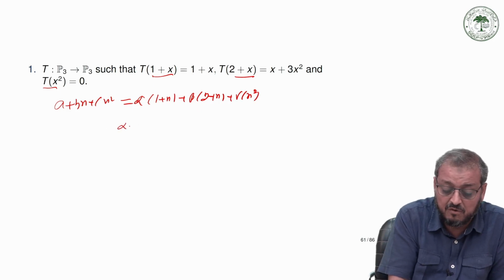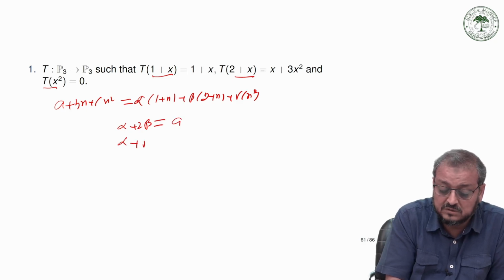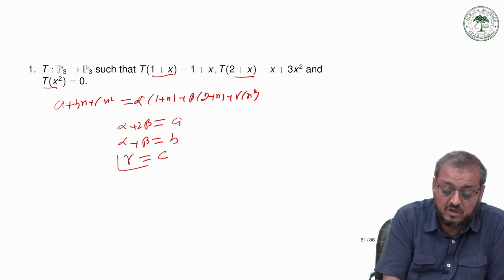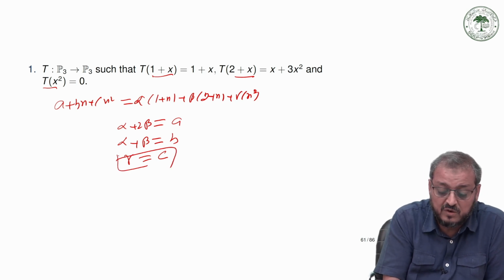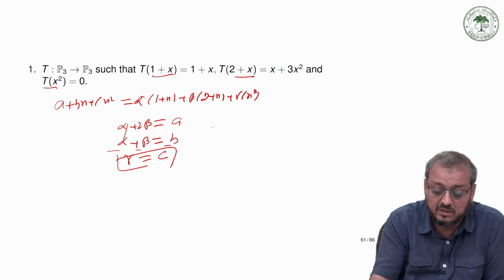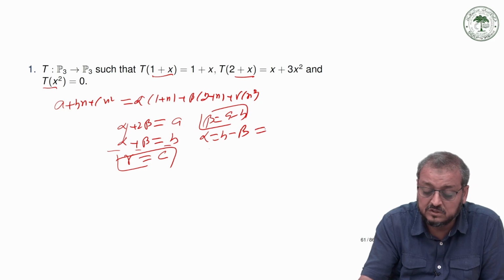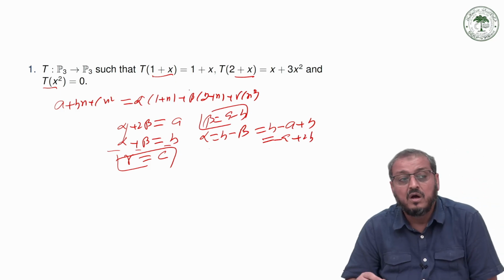and then you can see alpha plus twice beta is equal to a, alpha plus beta is equal to b, and gamma is equal to c. Then gamma is equal to c is already there, then simplify these two, you just subtract these two, then you get beta is equal to a minus b, and if beta is equal to a minus b, you have alpha is equal to b minus beta. Also this implies b minus a plus b, so this is equal to minus a plus 2b, and substituting this, we have to write it in this form.